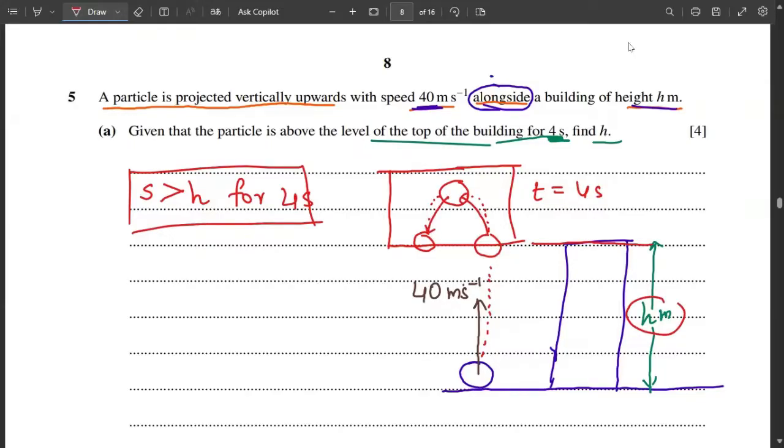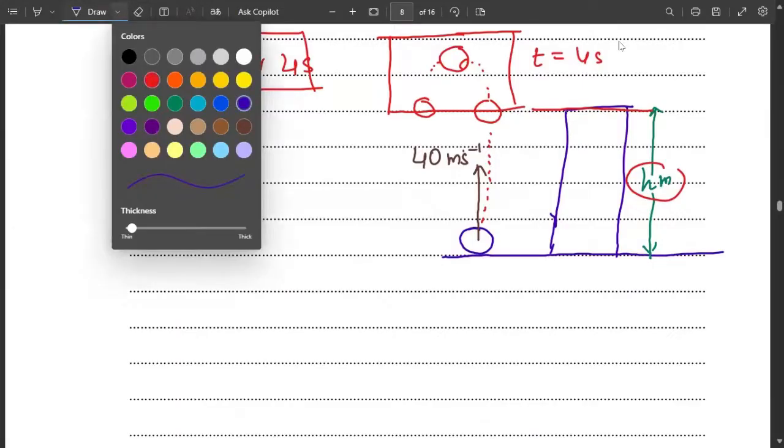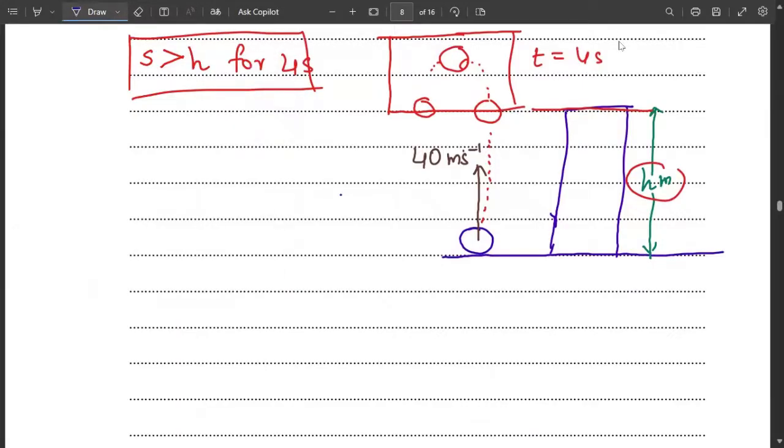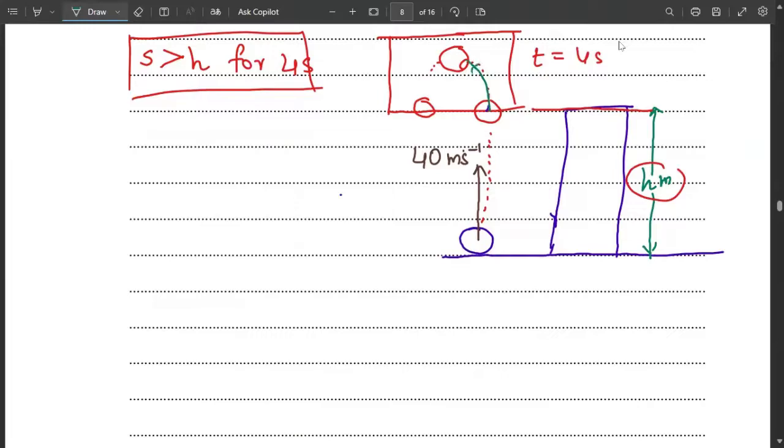Now we'll go ahead. What they have asked us to do is find h. How will we find h? First of all, what you need to understand is that the particle is above h for 4 seconds. What does that mean? The time taken for the particle to go up will be 2 seconds, and the time taken for the particle to go down will be 2 seconds.